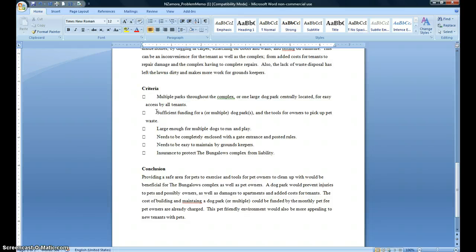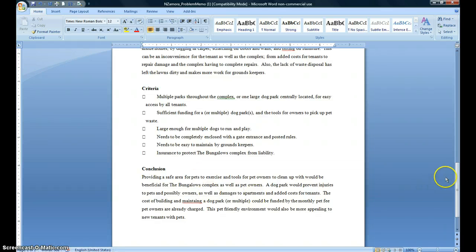The solution must be reasonable in terms of its cost. And here we finally get a criterion. Large enough for multiple dogs to run and play, great. Needs to be completely enclosed with gates, kind of a solution, but it's also a criterion. Needs to be easy to maintain, very good criterion. And I don't know, probably she should say it needs to be insurable.